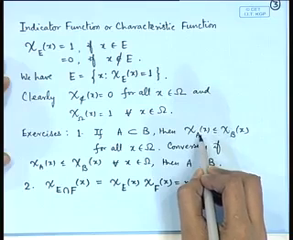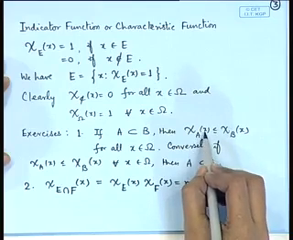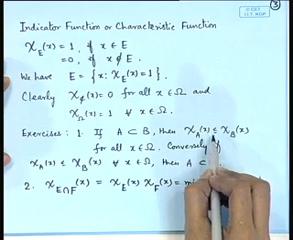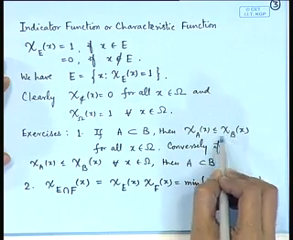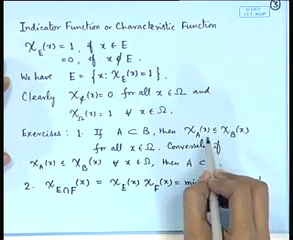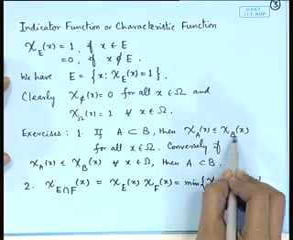Now, for the points where chi A x is equal to 0, these include certain points where chi B x may be 1, and for all other points chi B x will also be 0. Therefore, chi A x is always less than or equal to chi B x.